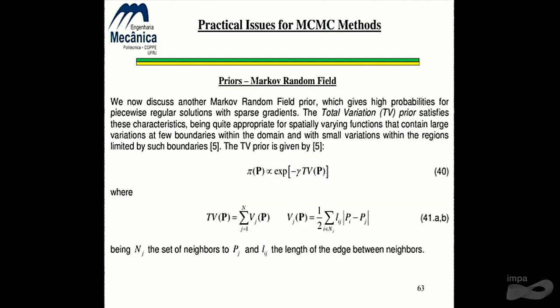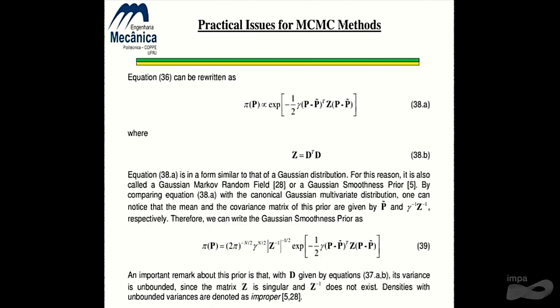Okay. So this is a smooth prior, and of course, we can take p tilde 0. No problem.